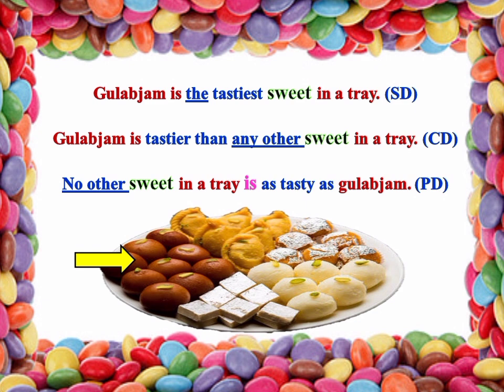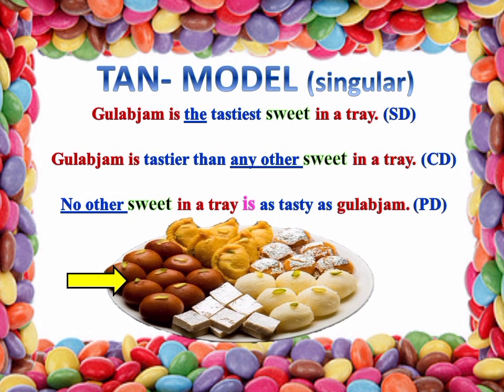It is a comparative degree. No other sweet in a tray is as sweet as gulab jam. It's a positive degree. The TAN model, in which the noun takes a singular verb, as the noun gulab jam is compared with the singular noun sweet in a tray.